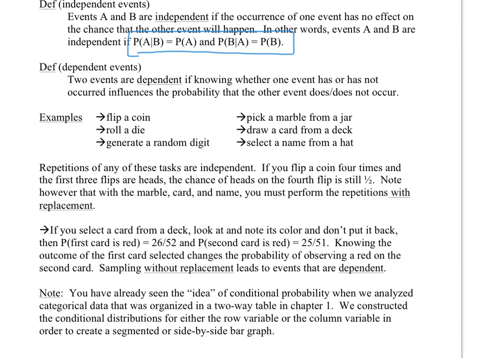In the examples where we pick a marble out of a jar, draw a card from a deck, and select a name from a hat, if we repeat those tasks over and over, they would be considered independent as long as those repetitions are done with replacement. If those repetitions are done without replacement, then those particular repetitions will be considered dependent.